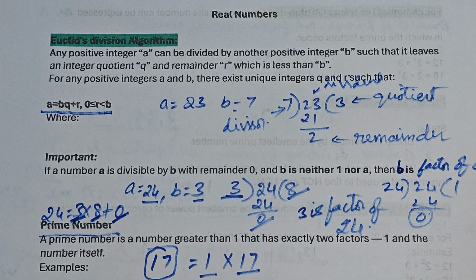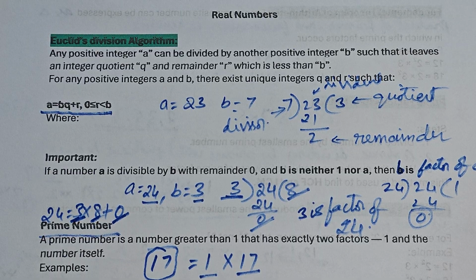In previous sessions, in part 1 video, we have seen Euclid's division algorithm. So any number A can be written as A = BQ + R, where A is the dividend, B is the divisor, Q is the quotient, and R is the remainder. And the remainder will always be greater than or equal to 0 and less than our divisor.